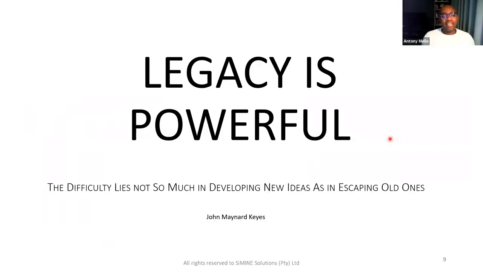But with all that said, we shouldn't and we cannot underestimate the power of legacy. What we mean by that is summed up nicely by this quote I have on the screen by John Maynard Keynes: the difficulty lies not so much in developing new ideas as in escaping old ones.